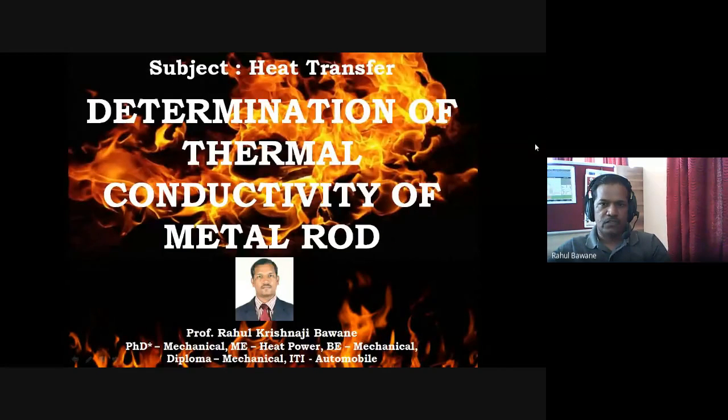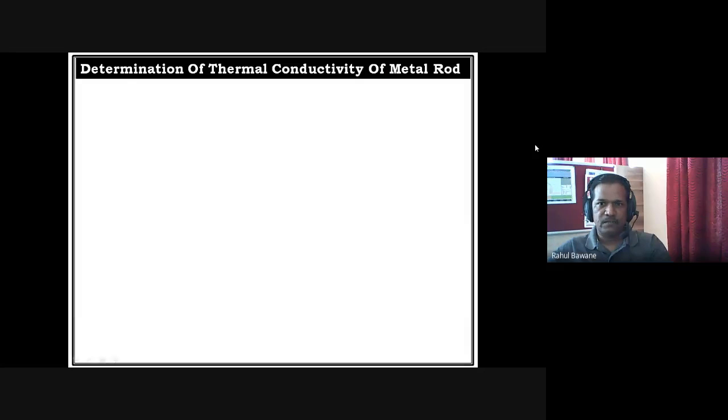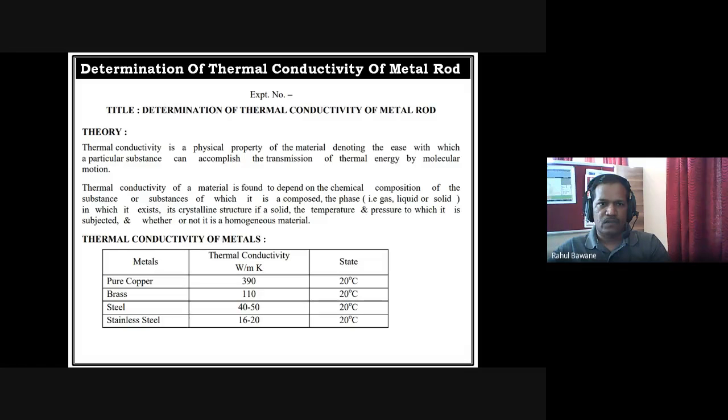So this is our practical content. So let us see. Determination of thermal conductivity of a metal rod. This is your write-up, which I will provide later on. So the title is determination of thermal conductivity of a metal rod, and this time the metal rod is made up of copper.